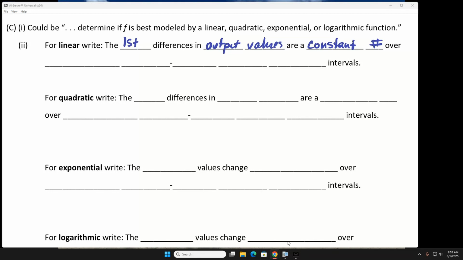All right, and see if you can get these last 5 blanks filled in. We practiced it a lot, so 5 words. Consecutive is so hard to spell. I don't know why. My hand does not want to write it. Okay, consecutive equal length input value intervals. Okay, so see if you can do the quadratic one all on your own.